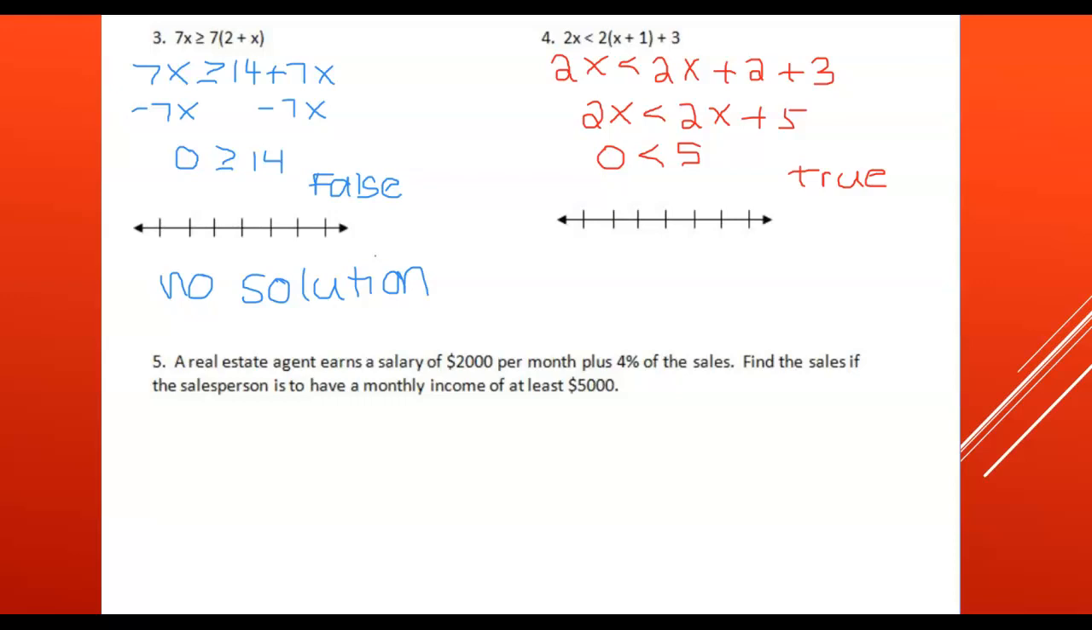So if a false statement was no solution, a true statement would be what? It's kind of like the opposite of no solution. Yeah, a solution. How many, Colleen? All real numbers, exactly. So this is like an infinite number of solutions.